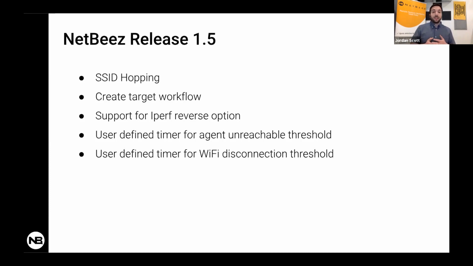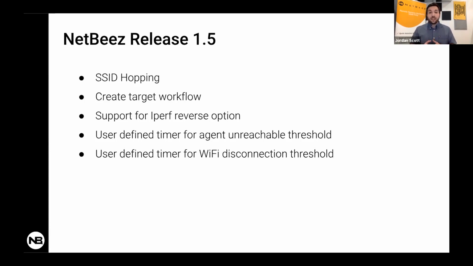Next, we implemented two new definable timer thresholds. The first one is the agent unreachable threshold. The user can now decide how soon he or she will be notified when the agent is not able to connect to the dashboard anymore. By default, this is set to 30 seconds, and this will notify the users once an agent becomes offline at a remote location.